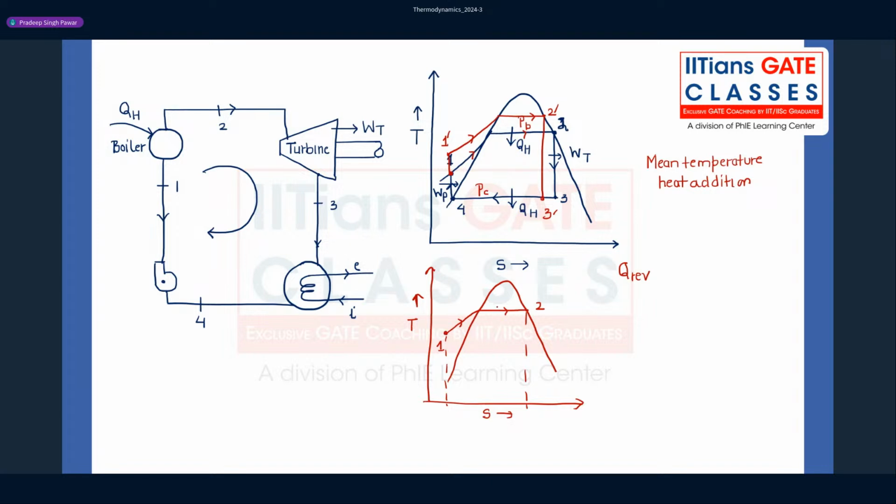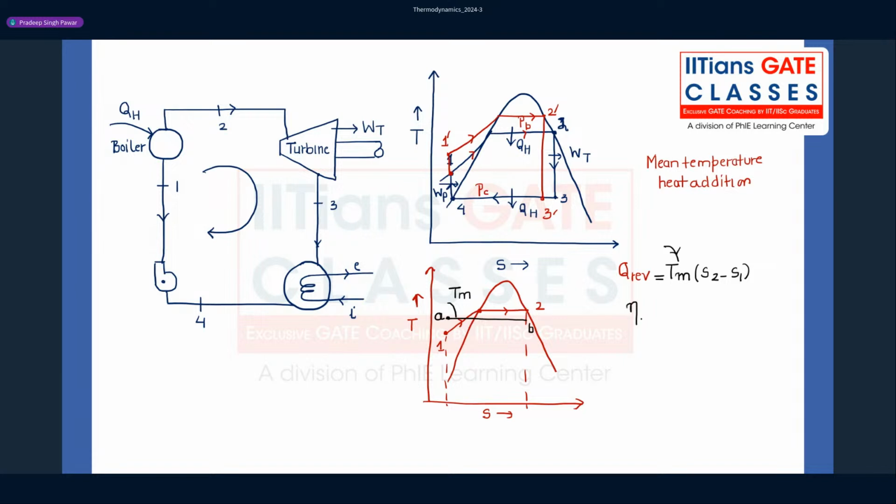But in this process, our temperature is changing. So what we do is define a hypothetical process in which temperature remains constant. Let us say I define a hypothetical process, which is this process, where the temperature is constant, T mean, such that the area under the curve 1 to 2 and the area under the curve A to B are the same. If the areas are the same, then reversible heat transfers will be the same. So I can write it as T mean times (S2 minus S1). This T mean is called the mean temperature of heat addition.